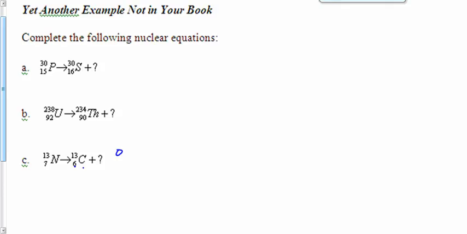I think I misspoke and gave it away. What is it? Plus 1, not minus 1. 6 plus minus 1 will give me 5. 6 plus 1 gives me 7. This is going to be a beta plus particle. This is beta positive decay. It's a positron that's emitted.